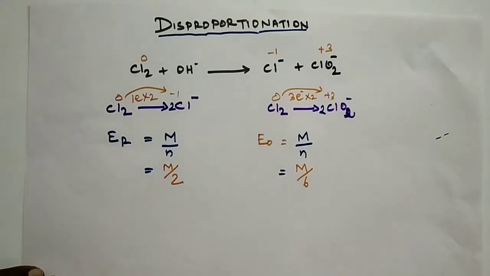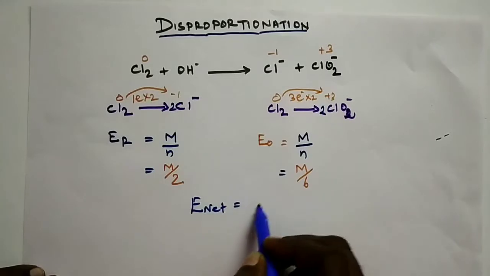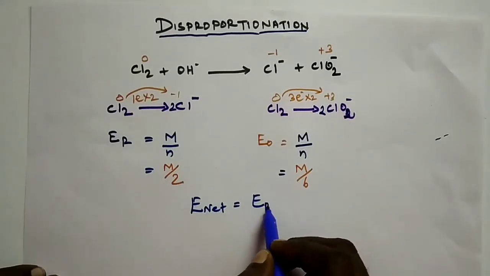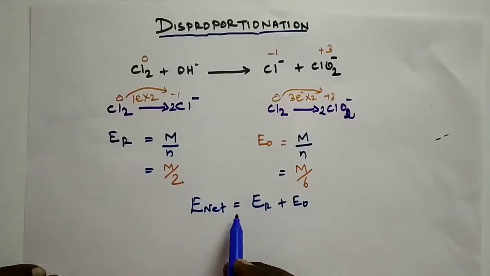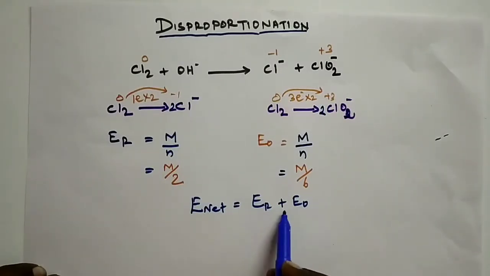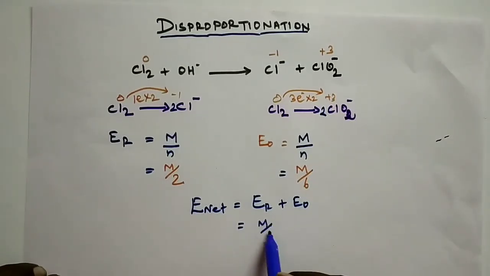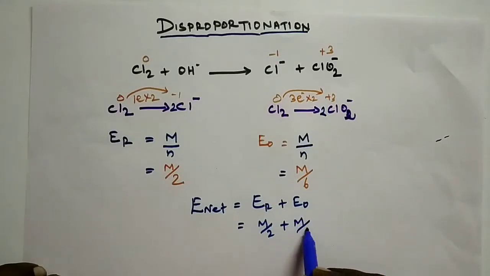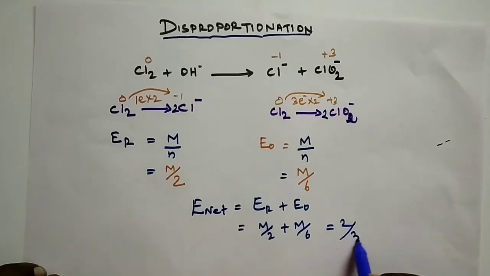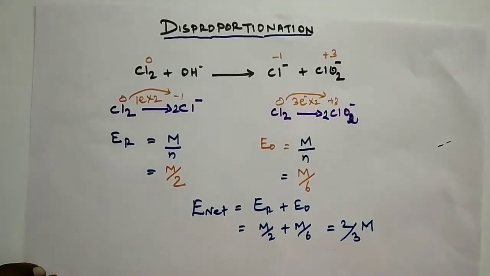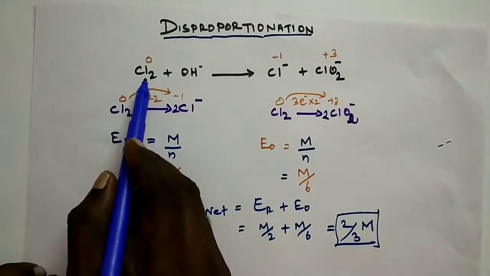So E net is equal to E reduction plus E oxidation. The total equivalent mass, net equivalent mass, is equal to equivalent mass for reduction plus equivalent mass for oxidation. That means M by 2 plus M by 6 is equal to 2 by 3 M. Okay. This is the equivalent mass of chlorine.